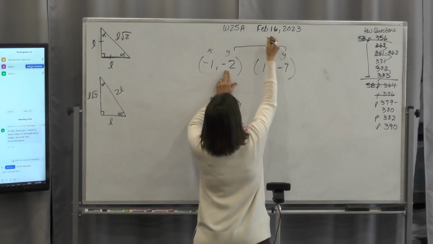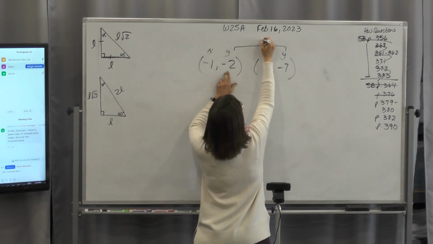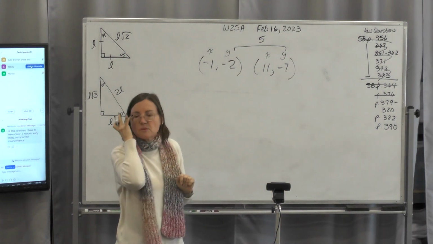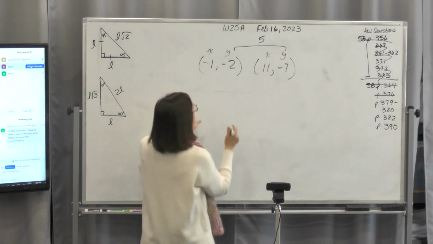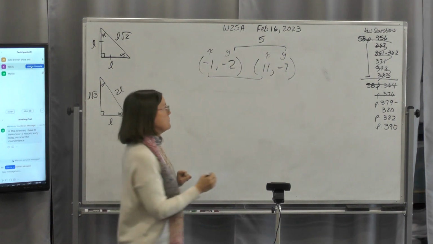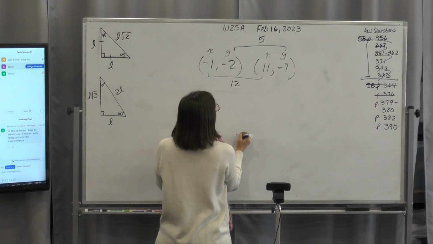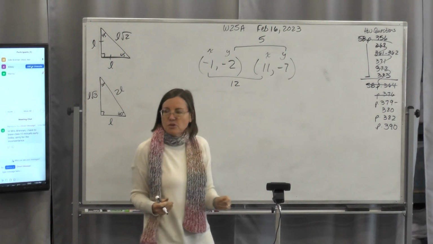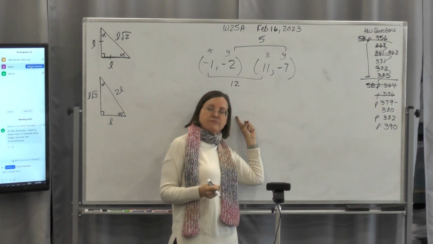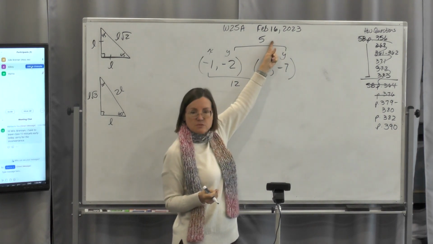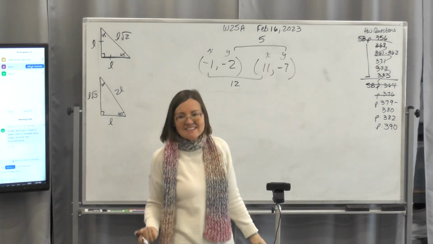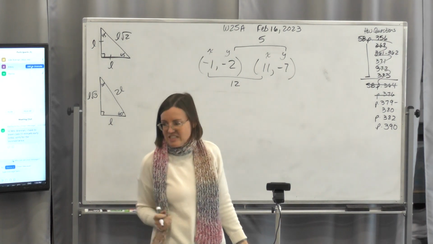Negative 5. Actually, I could put -5, but I'm just going to put the distance of 5. Now I'm doing distance, so I don't care about the sign. And the X's are how far apart? 12. So what I now know is I have a right triangle. One leg is 5, the other leg is 12. So what does the hypotenuse have to be? 13. This is a 5, 12, 13 triangle.